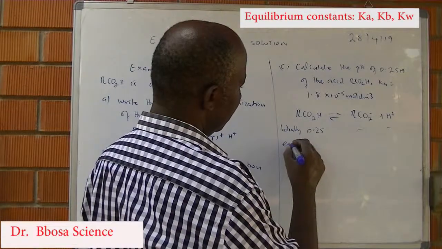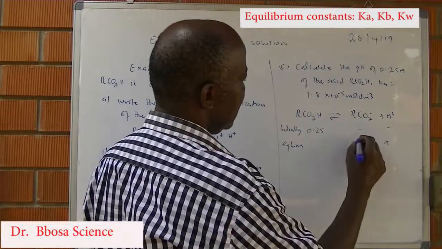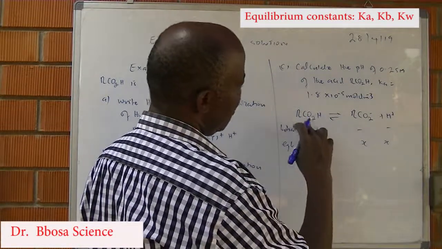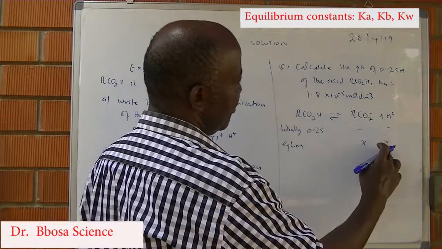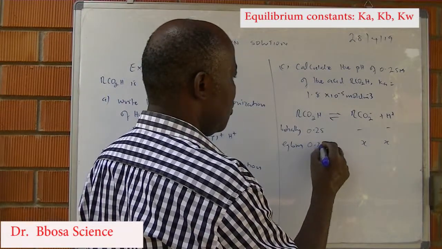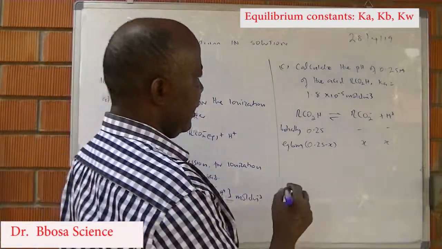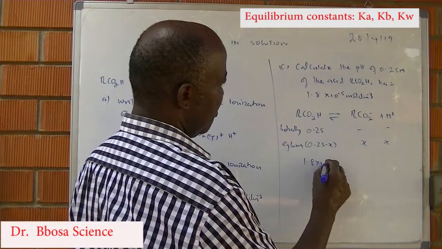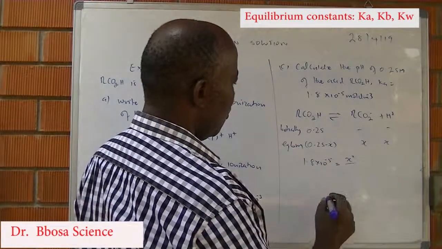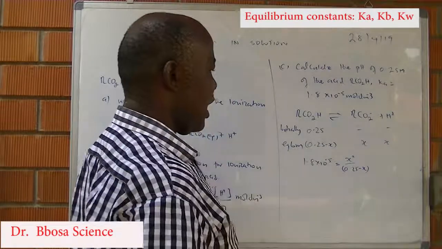At equilibrium, we can let the concentration of hydrogen ion to be equal to X, the concentration of the solute ion to be equal to X, then the concentration of the acid, because 1 mole is ionized to give 1 mole. If X moles form, then X moles of the acid have ionized, and we are remaining with 0.25 minus X. Applying Ka, we can say that 1.8 times 10 to the power negative 5 will be equal to X squared over 0.25 minus X.